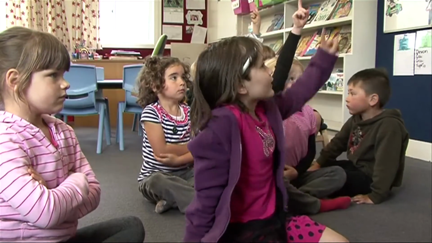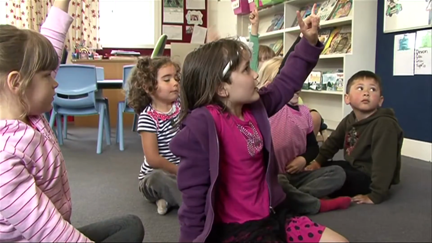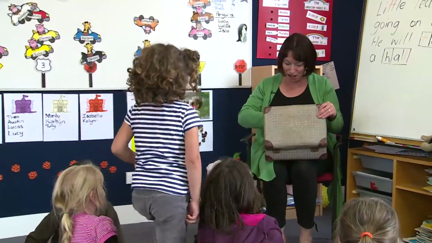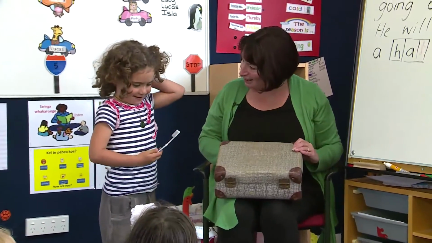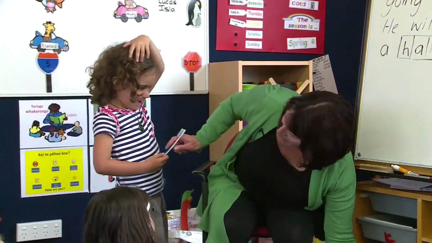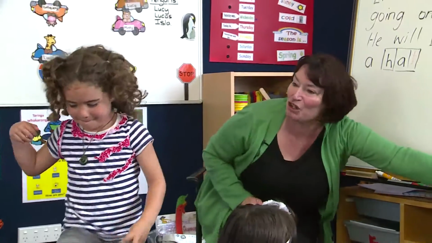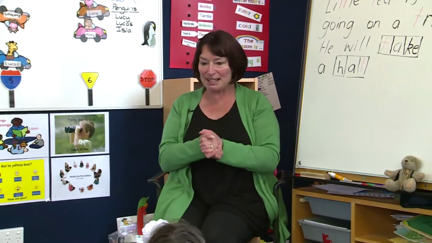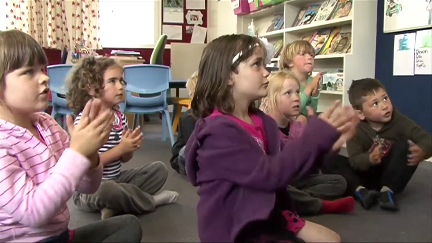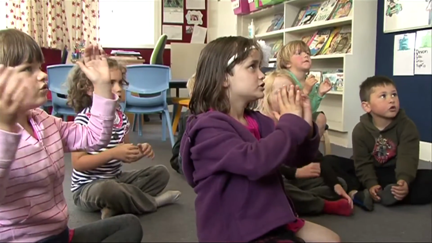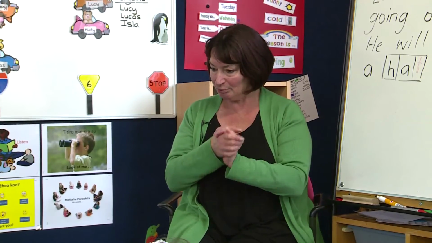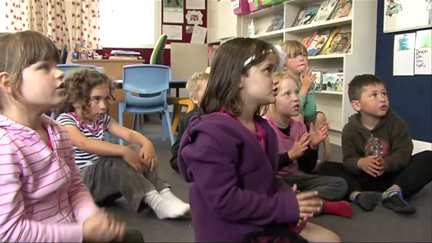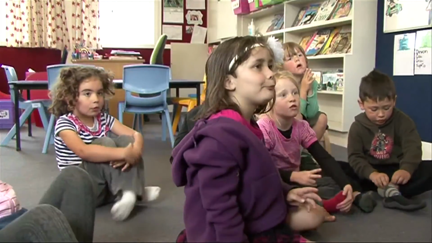Who wants to come and find out what he needs to take now? Daisy. This is really important. What is it? A toothbrush. That's a long word, isn't it? He's got to take his toothbrush with him. Right, let's clap the syllables in toothbrush. Toothbrush. How many syllables? Toothbrush. Do it again. How many? 2. Okay.